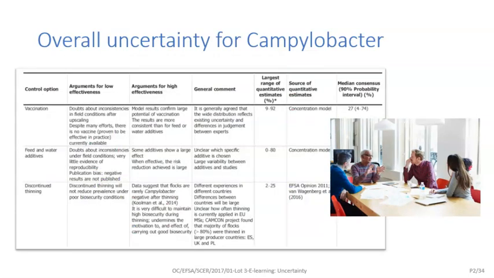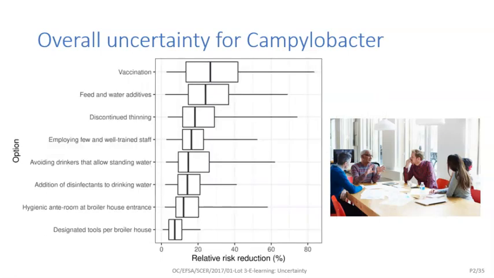The experts summarized the evidence and reasoning for their consensus judgments in a table in the opinion to make the basis for their conclusions transparent. The EKE process was repeated for 8 control options, and the results were presented together as box plots, enabling comparisons between the control options. Here is the box plot for the control option of discontinued thinning, from the consensus distribution I showed in the earlier slide.